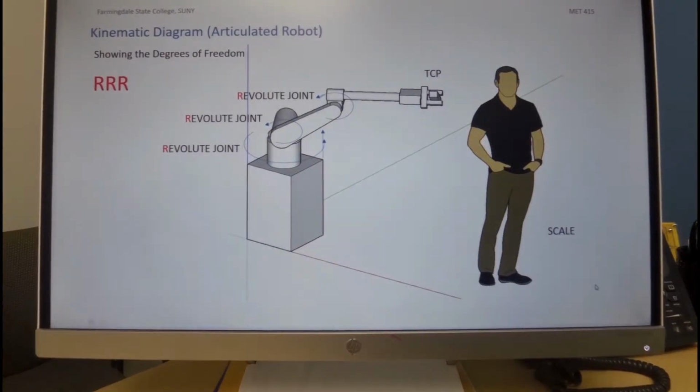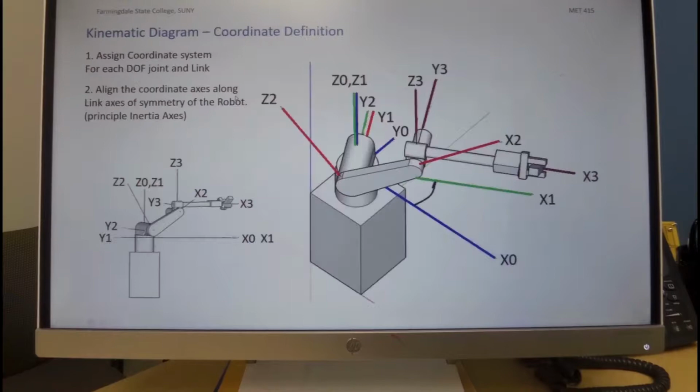If you look at the description of this robot in a kinematic diagram, we see a similar description with a revolute joint for the base, a revolute joint for one arm, a revolute joint for another arm, the tool center point, and also some reference scale to determine the general size. We call this robot triple R, which stands for revolute, revolute, and revolute.